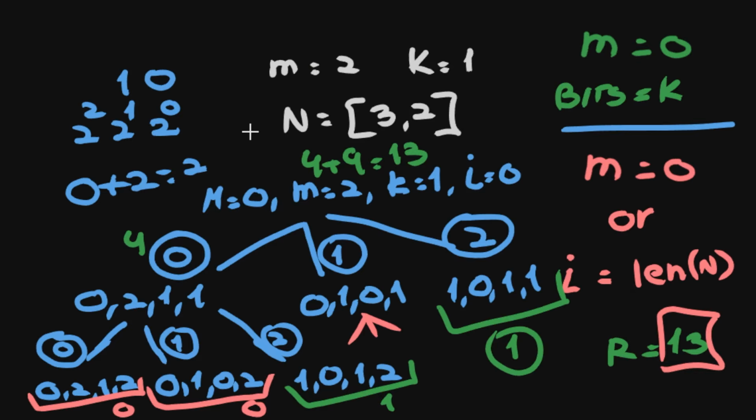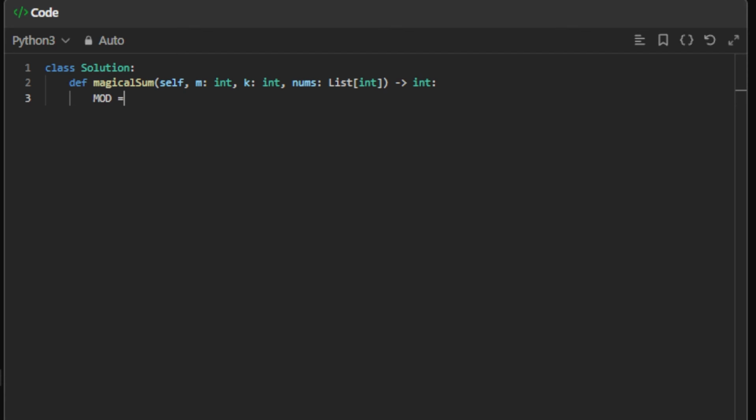And with this approach in mind, let's go with the code. First we say mod is 10 to the power of 9 plus 7. And now we can build our function. We are calling this dp. And remember, we have to carry 4 variables with us: mask, m, k, and index.